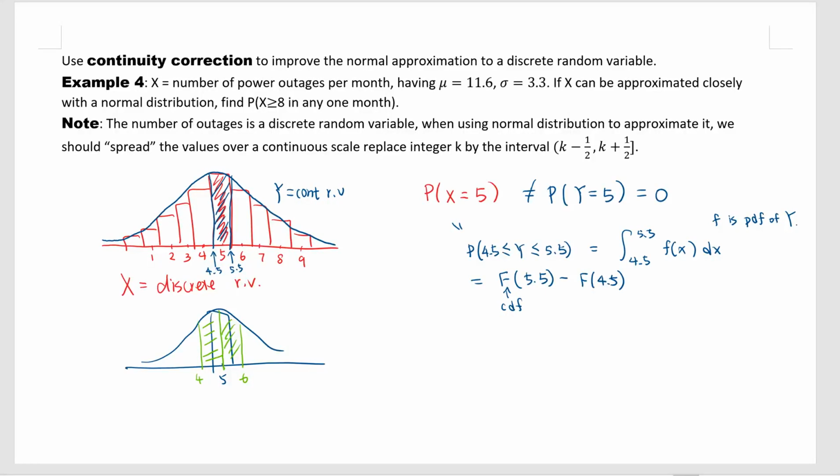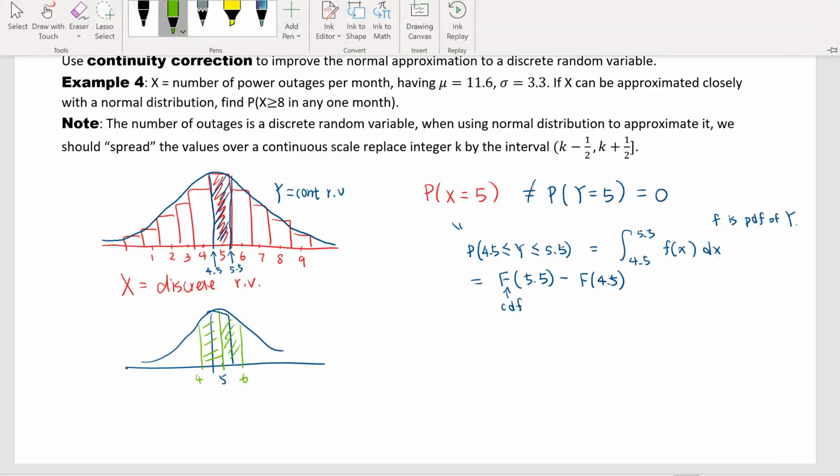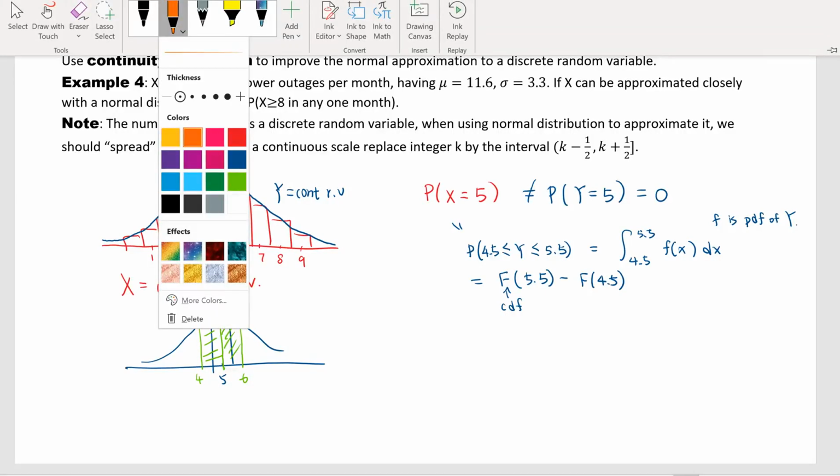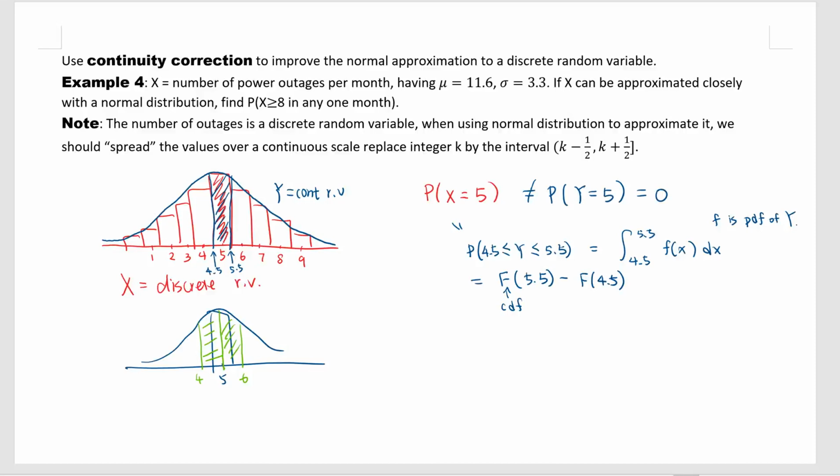So we don't use the green one. We use this guy. Okay, everybody? All right. So this is the probability at a single value. How about the probability over a range? Okay, so over a range, let me see.